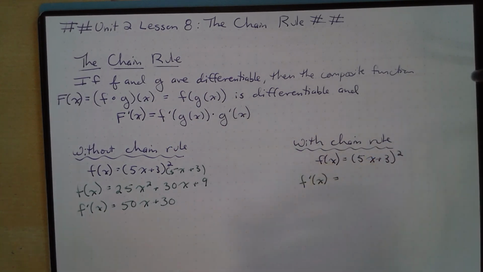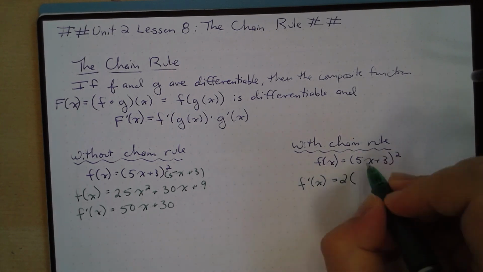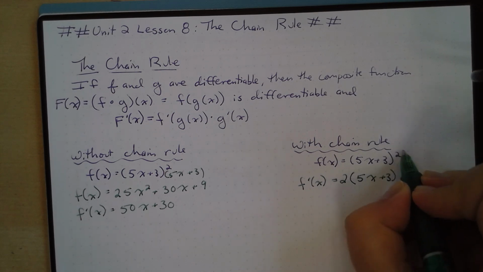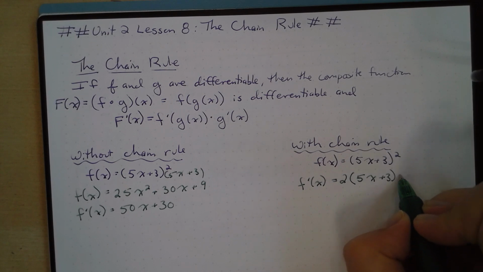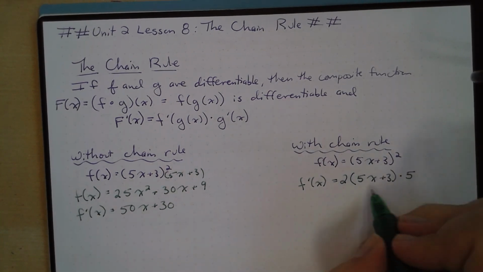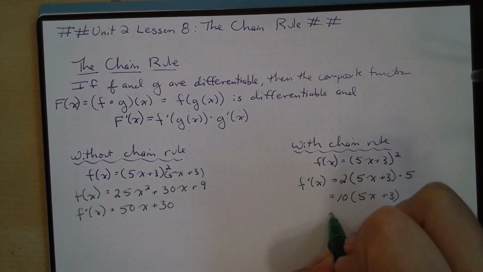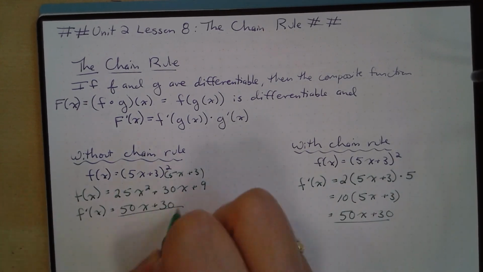x is equal to, you're actually going to derive very similarly to how you have before. I'm going to pull this 2 in front, so I'm going to have 2 times what's inside the parentheses, 5x plus 3 to the n minus 1 power, so that's just going to be the first power, times the derivative of what's inside, which is 5. So now I have 2 times 5 is 10 times (5x plus 3), which is just equal to 50x plus 30. I got the exact same answer.